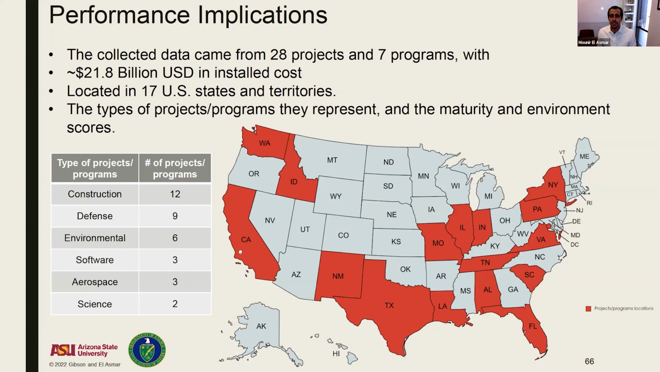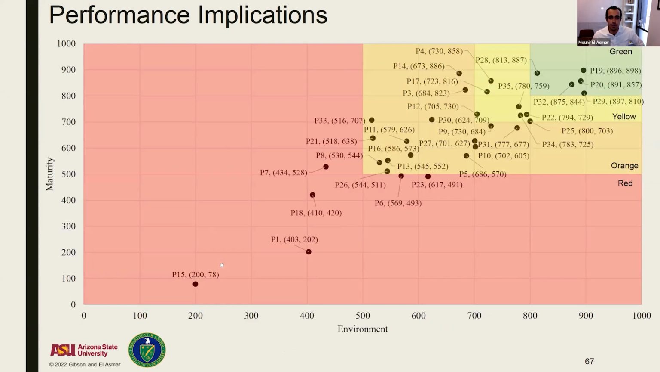As we mentioned, we collected data from 35 projects or programs, close to $22 billion of install costs. These are completed projects. That's in addition to the other ongoing projects, some of which are ongoing right now. You can see the map that shows you 17 different states and territories where we were able to collect data from these projects. And they represent construction, defense, environmental, software, aerospace, and science. So a wide diversity of different projects.